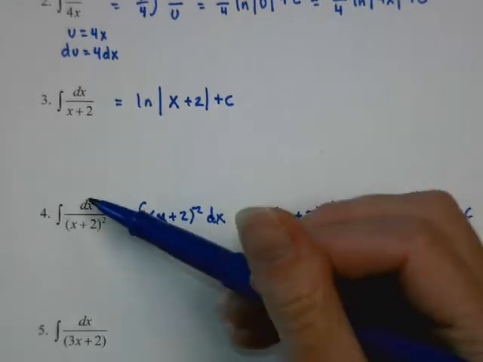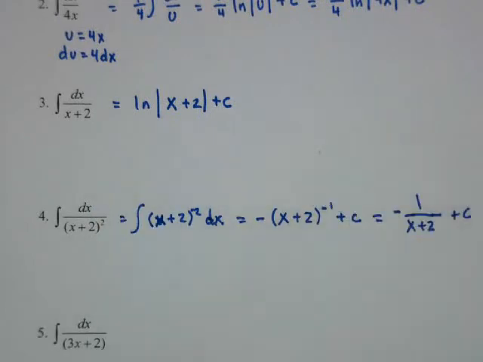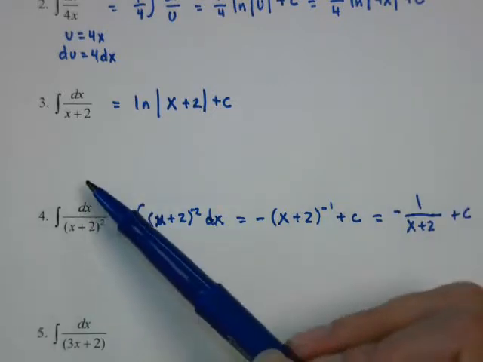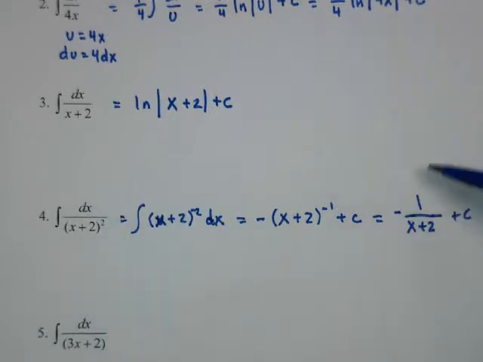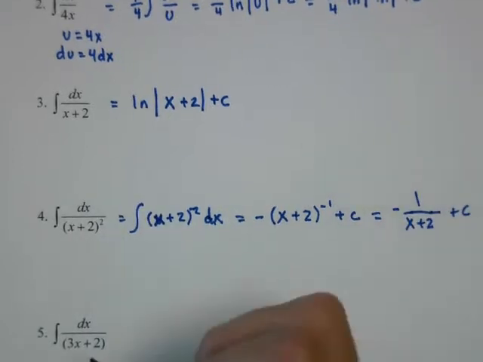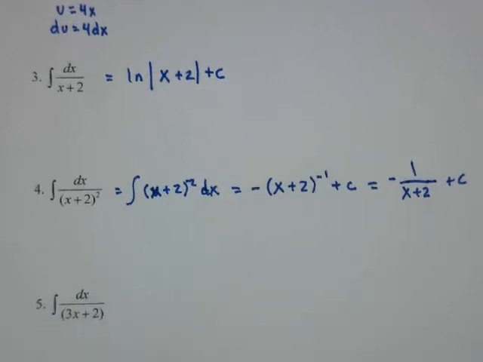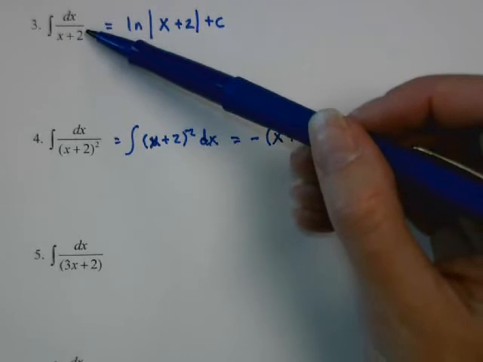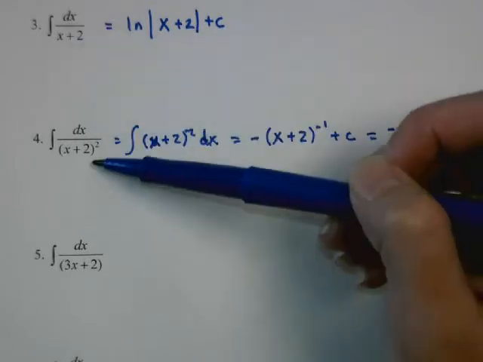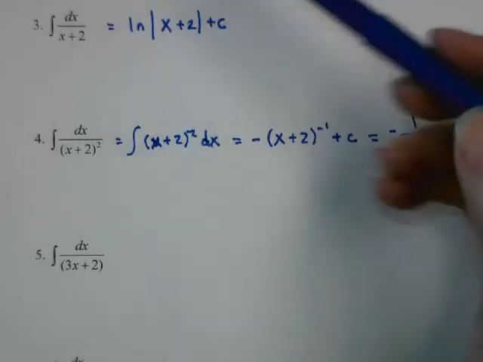So the integral here that we're working with is 1 over x squared. The derivative of 1 over x is negative 1 over x squared. So the antiderivative of 1 over x squared, or in this case x plus 2, is negative 1 over that. So the case here is this doesn't have a power, this one does. So this is not a natural log, this one is.